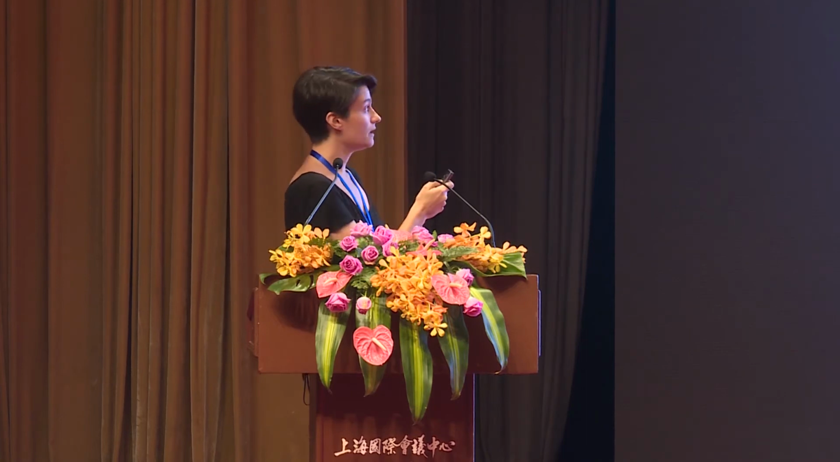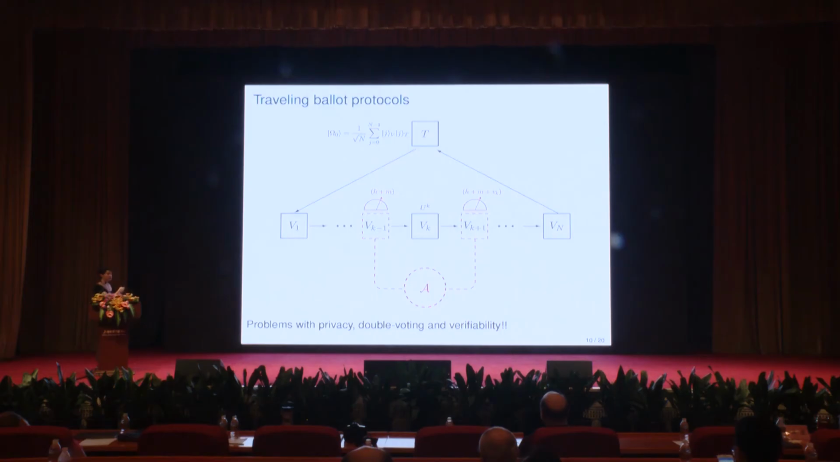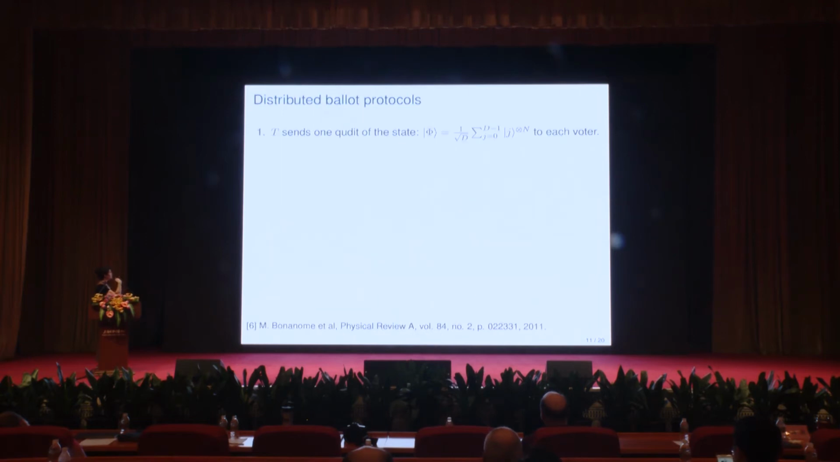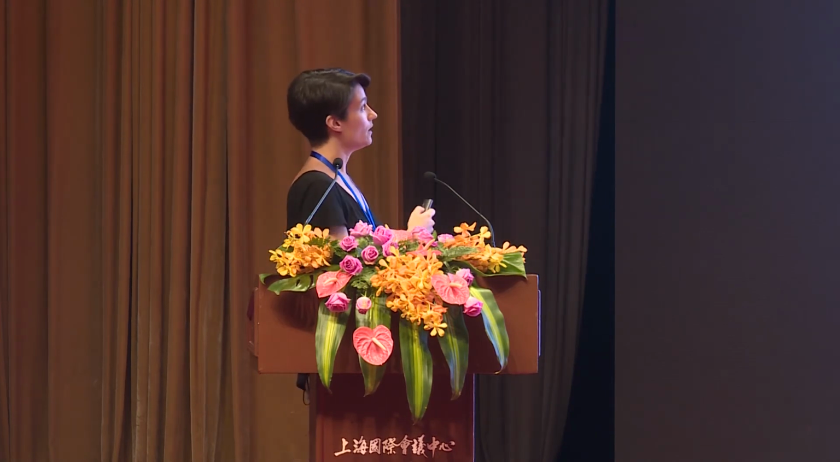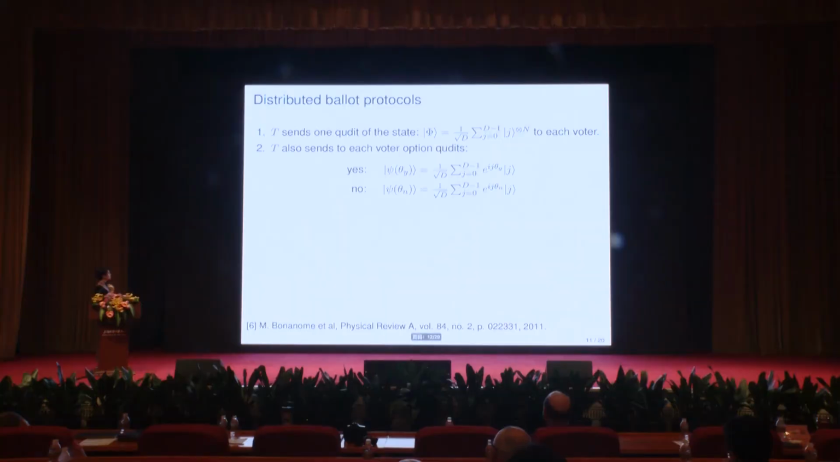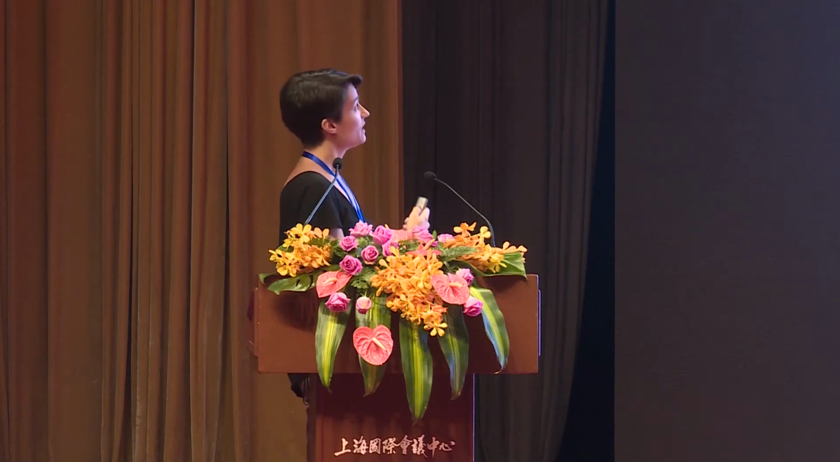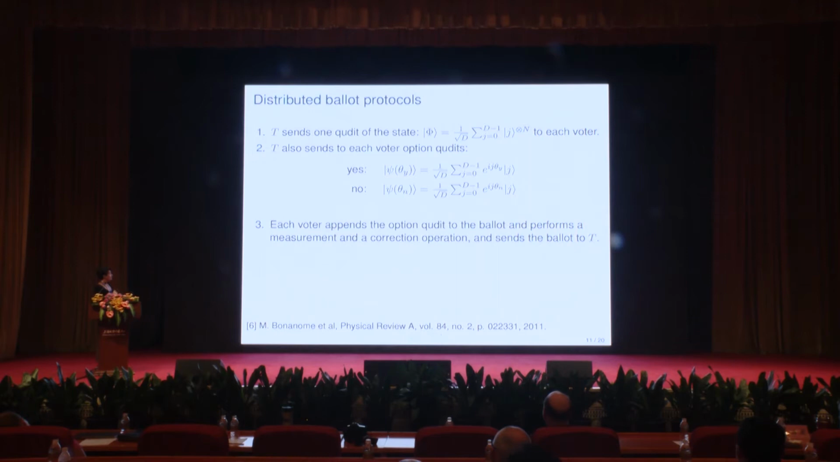Now concerning the double voting problem that has been identified by the authors as well, there have been some proposals that use a different type of scheme for voting. These are called distributed ballot protocols. In this case, the tallyer doesn't send a qubit around the voters. It sends a part of an entangled state to all the voters, one qubit to each voter. And it also sends an option qubit, a qubit for a yes vote and a qubit for a no vote. Each voter needs to append this option qubit to the ballot qubit they received, do some specific measurements, do some correction operation, and then send it back to the tallyer.